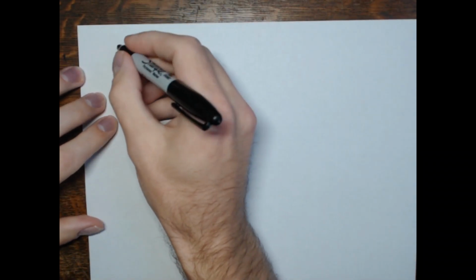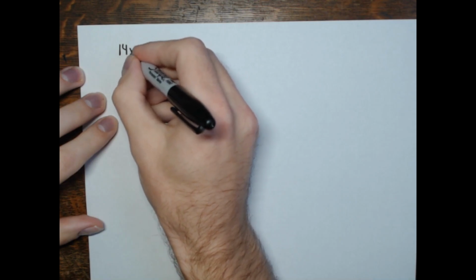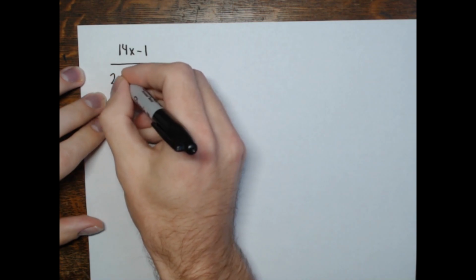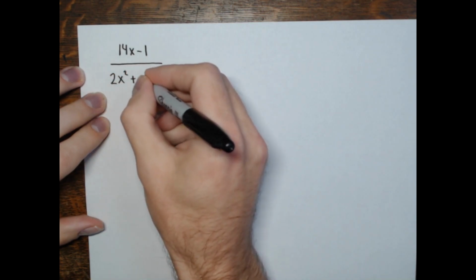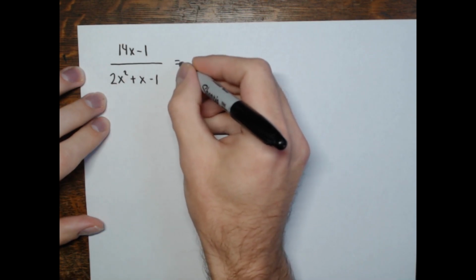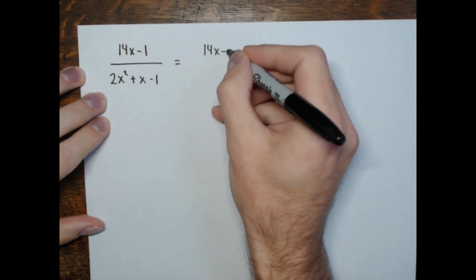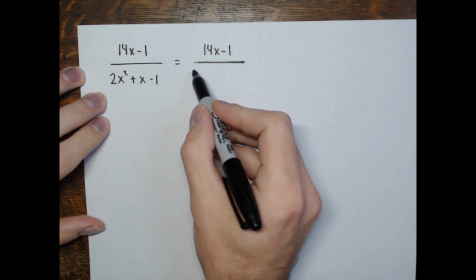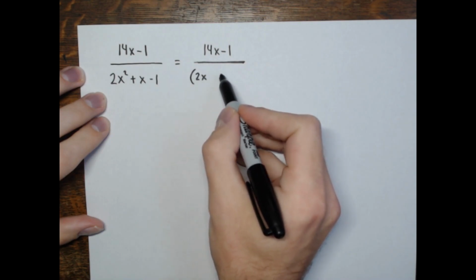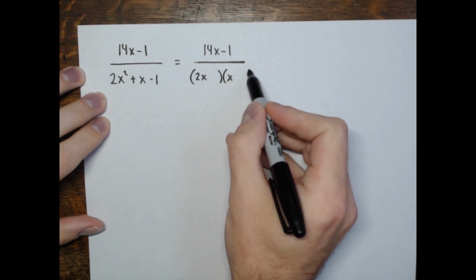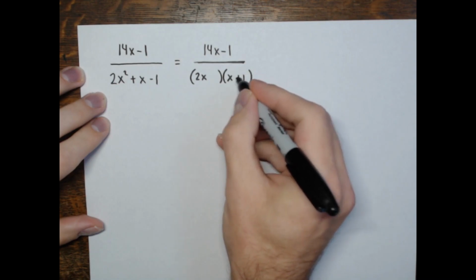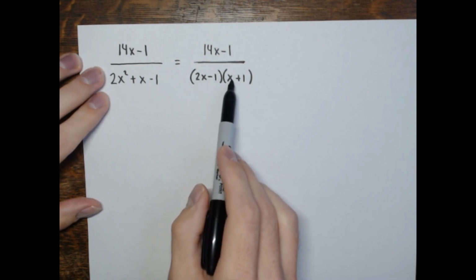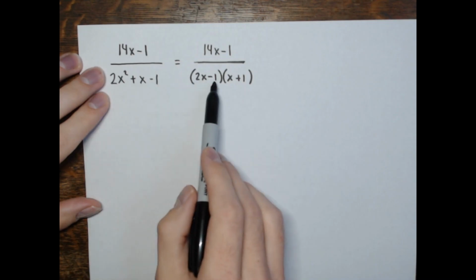So here's our function. We're given 14x minus 1 over 2x squared plus x minus 1. Again, this is 14x minus 1 over, and the denominator factors to 2x minus 1 times x plus 1, with minus 1 in one factor and plus 1 in the other. You can double check: 2x squared plus 2x minus x for the plus x, and then minus 1.